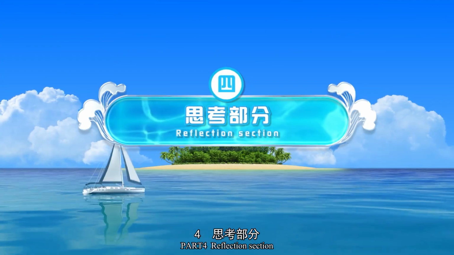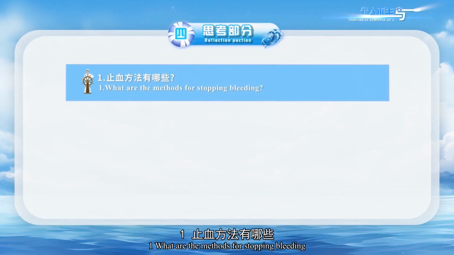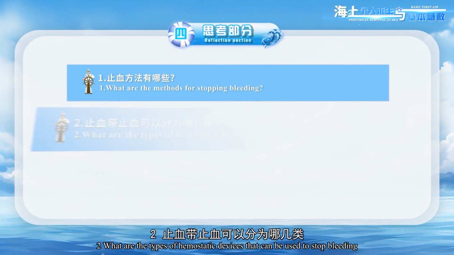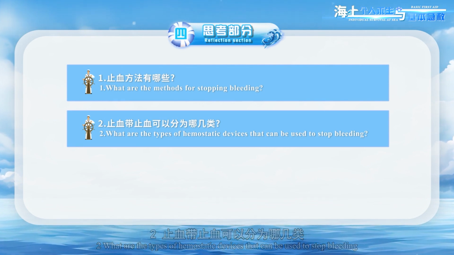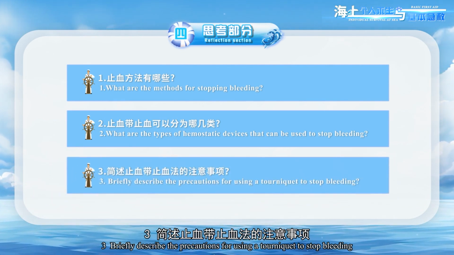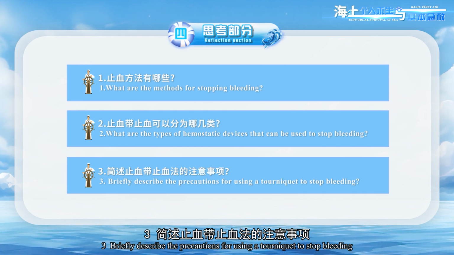Part 4. Reflection section. 1. What are the methods for stopping bleeding? 2. What are the types of hemostatic devices that can be used to stop bleeding? 3. Briefly describe the precautions for using a tourniquet to stop bleeding.